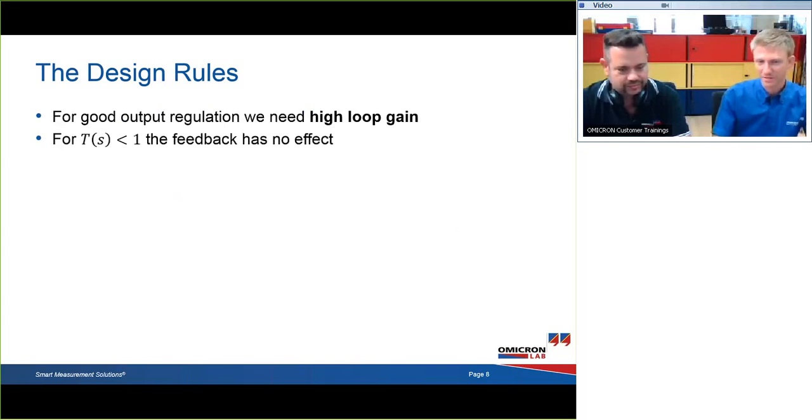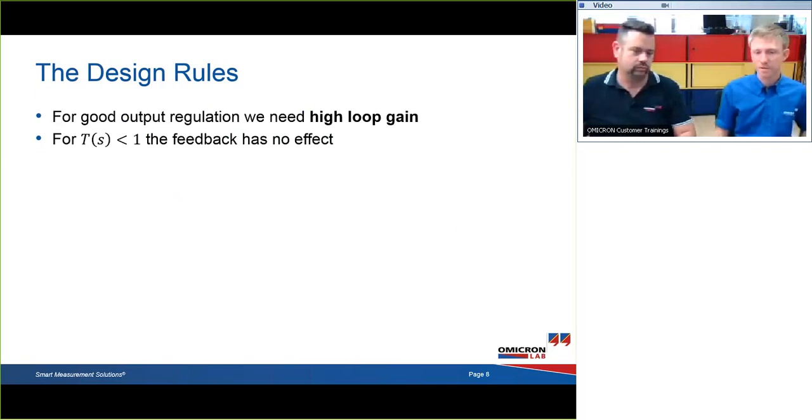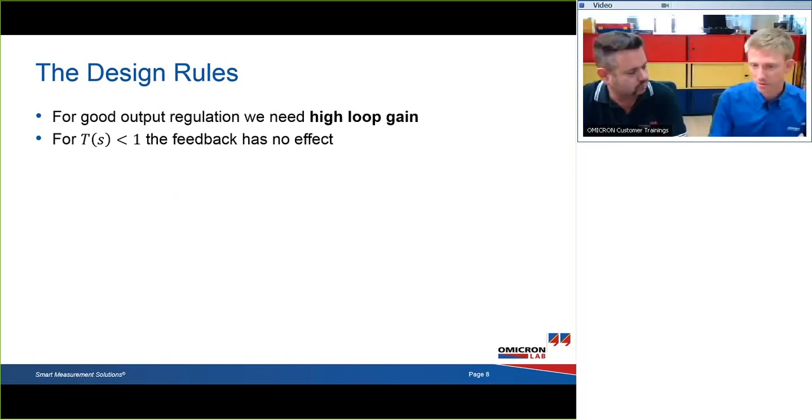But somewhere we will not be able to have that high loop gain. We won't be able to have that for all frequencies. So at one point, the loop gain will be smaller than one, and then the feedback has no effect anymore. Yeah, that's the loop bandwidth. So for very quick changes of the load or whatever, it would no longer be regulated. So the regulator can only react up to the loop bandwidth, to the crossover frequency of the loop gain.